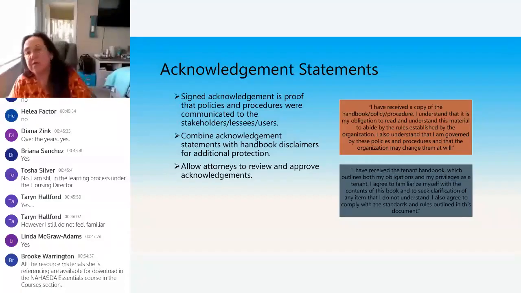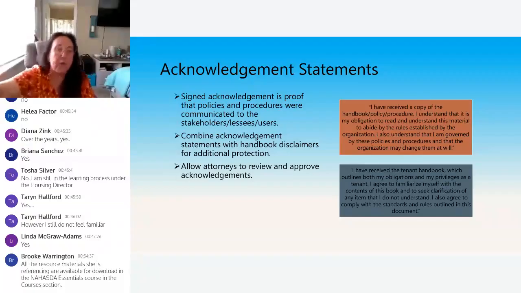So this particular one: I've received a copy of the handbook or the policy. I understand it's my obligation to read and understand this material, to abide by the rules established by the organization. I understand that I'm governed by these policies and procedures, and the organization can change them at will. So that's like a personnel policy acknowledgement. Now this one you would put in with your tenant handbook.